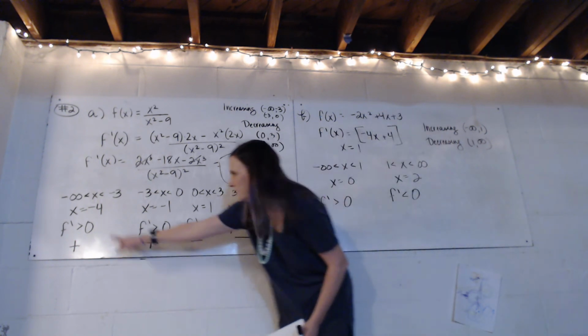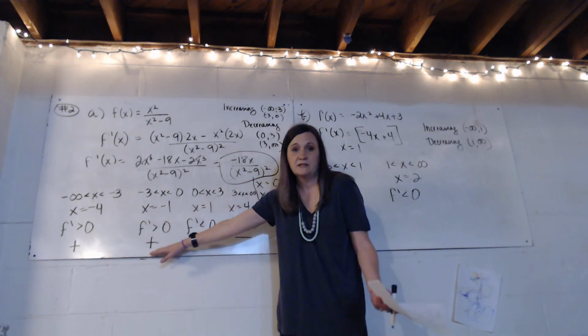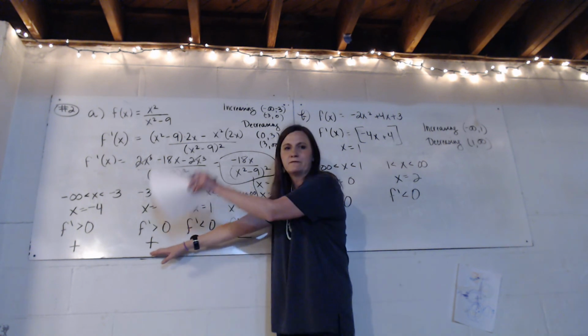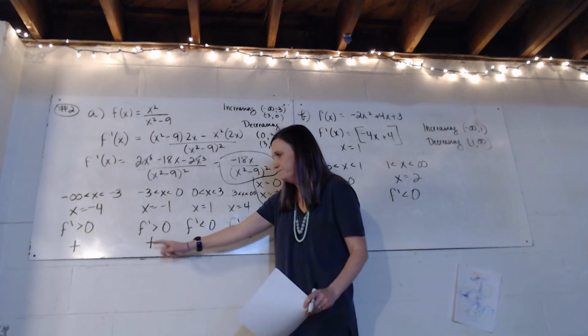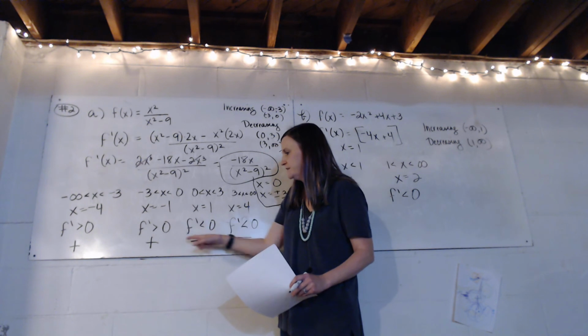Okay, so here, I'm going from positive to positive. I'm not changing signs at all, so that's nothing. It's not a maximum, not a minimum, it just keeps increasing. It's kind of goofy what it looks like if you look at the graph for this one, but the slope is increasing this whole way. Now, right here at this point 0, I go from positive to negative.